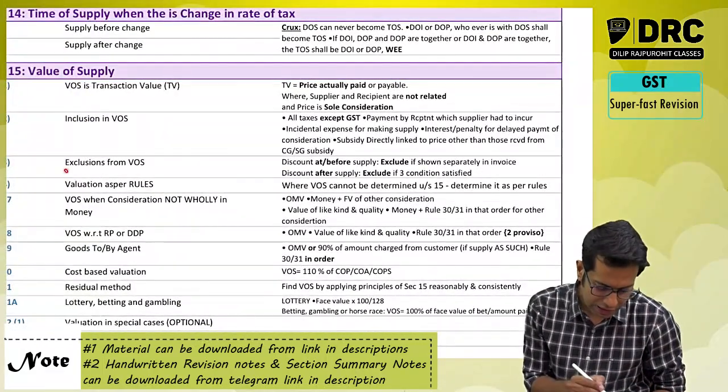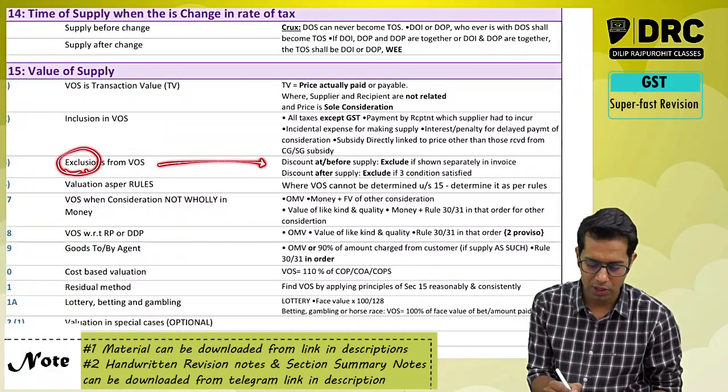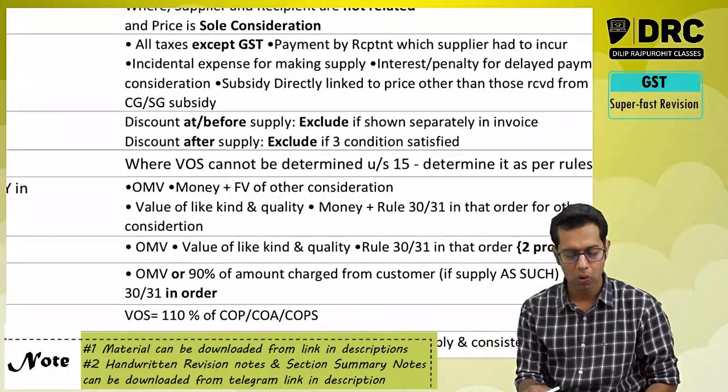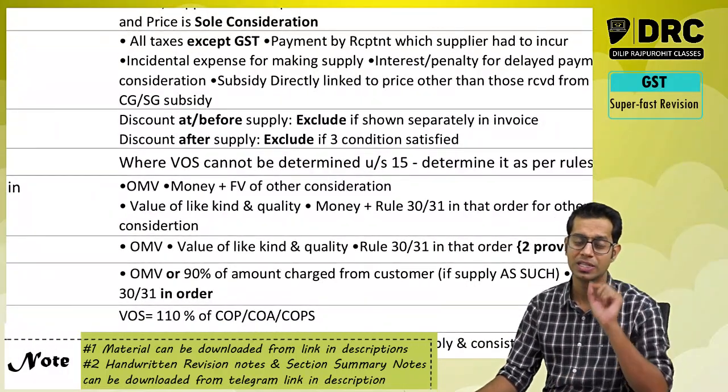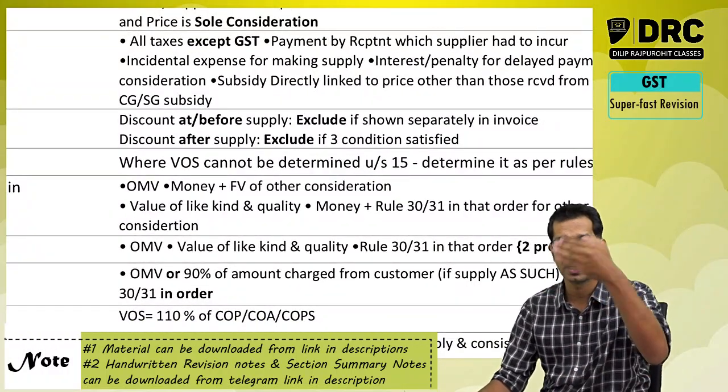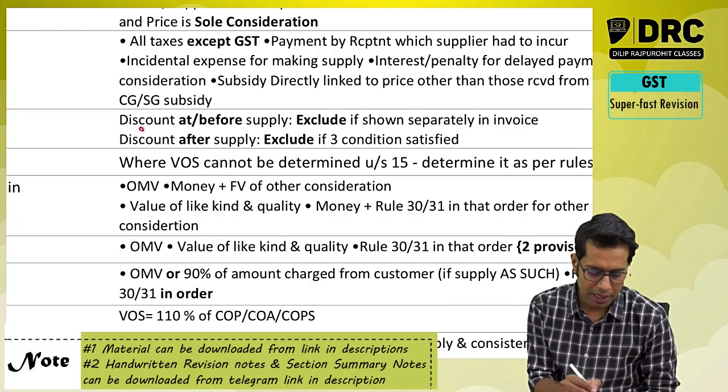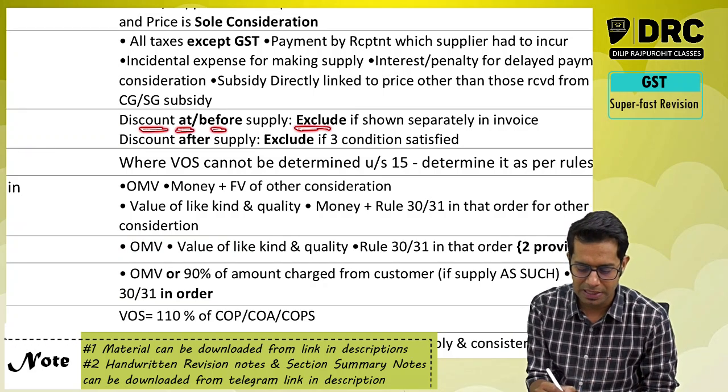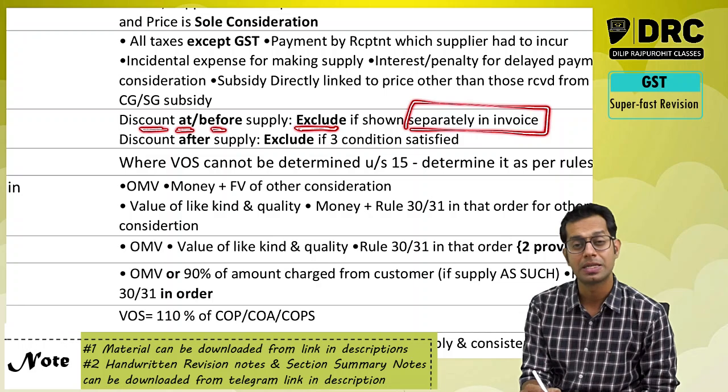Okay, then exclusions from value of supply. What are the different things which are required to be excluded from value of supply, sir? Only one thing can be excluded from value of supply, which is called discount. Now, this discount can be given before or at the time of supply, or it can be given after supply. If any discount is given before or at the time of supply, then please exclude it from value of supply if it is shown separately on the invoice.